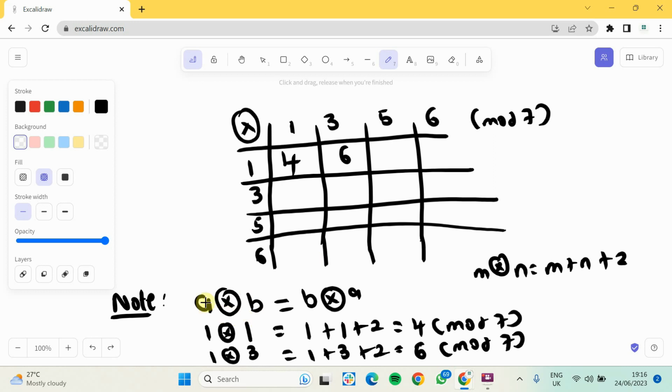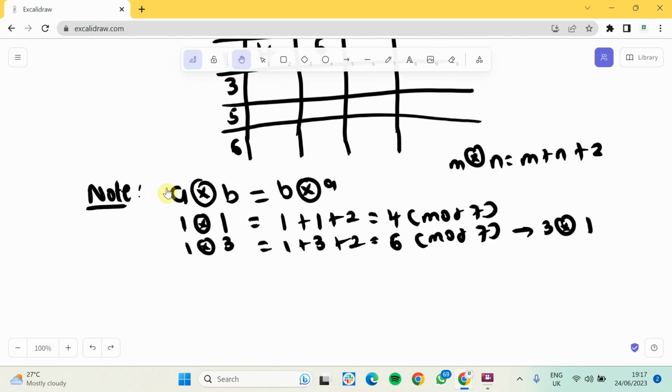And we said that A star B is equal to B star A. So that means that 1 star 3 is also equal to 3 star 1. Yes or no? So this is also the same value for 3 star 1, because this is the commutative property. Commutative means that whenever you have an expression where you say A star B is equal to B star A, that means that it's commutative, right?